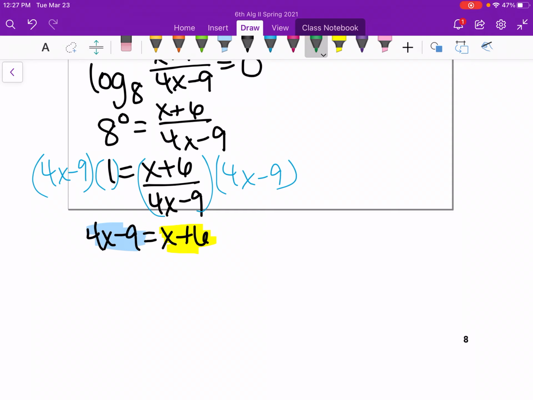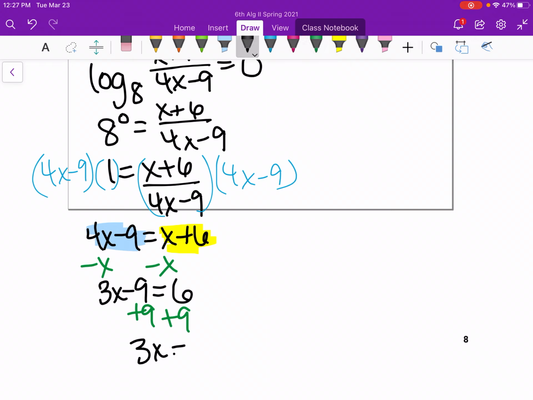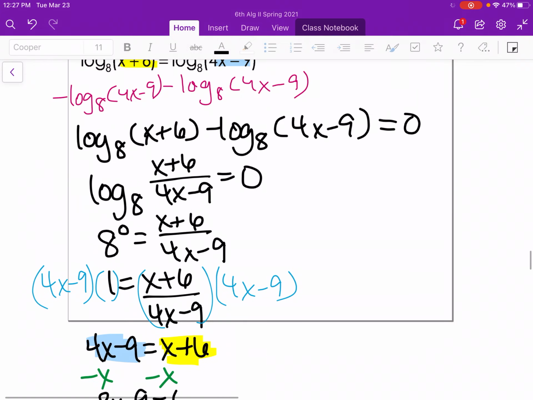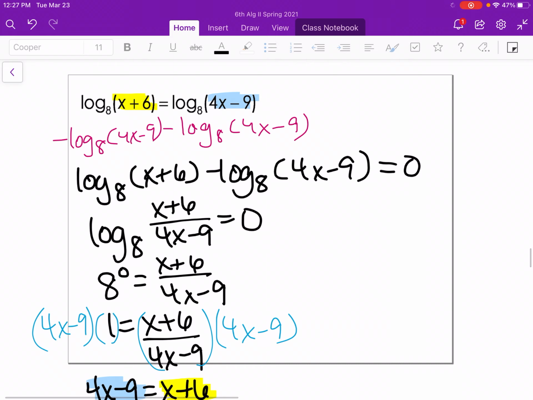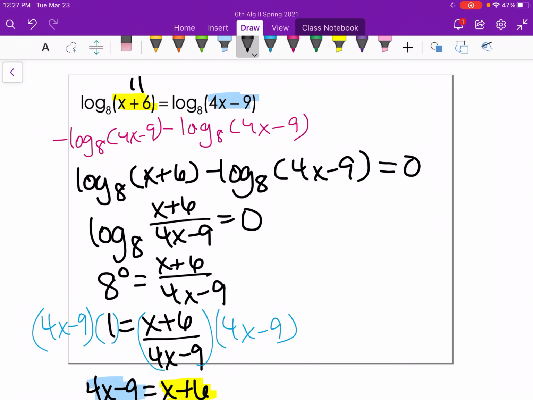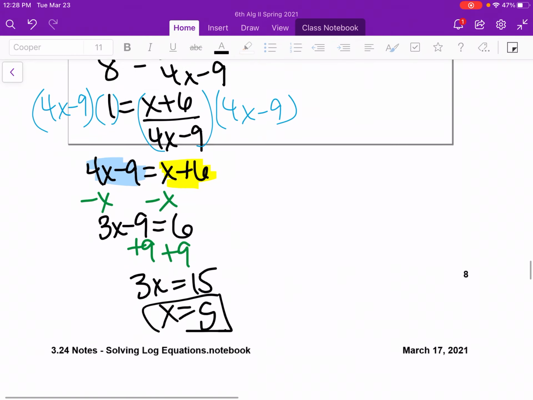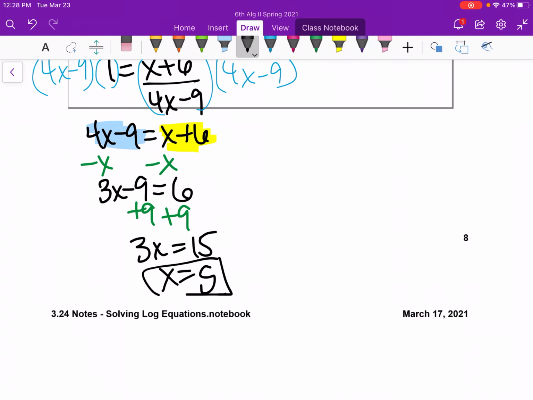But if we solve from here, I'm going to subtract x. So I have 3x minus 9 equals 6. Add 9. So 3x equals 15. Divide by 3, and x is 5. We want to make sure that that's not an extraneous solution. So if I go back up here, if x is 5, here I would have 11, and here I would have 11. I know that my answer is correct. They're both positive. I am good.